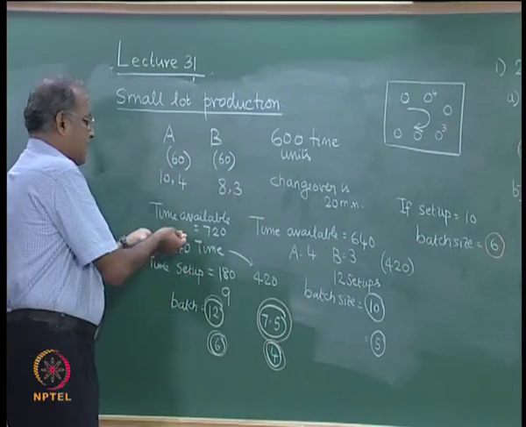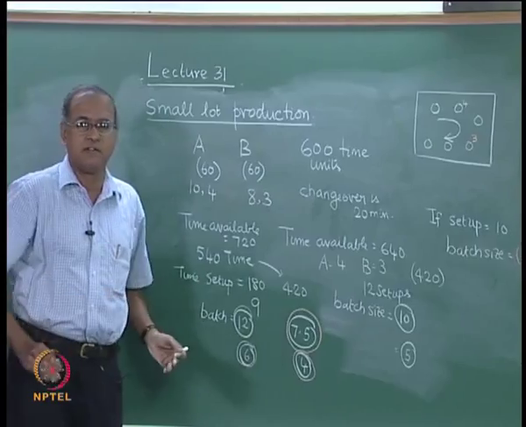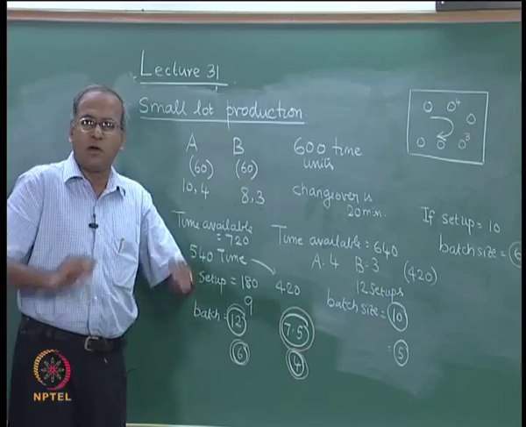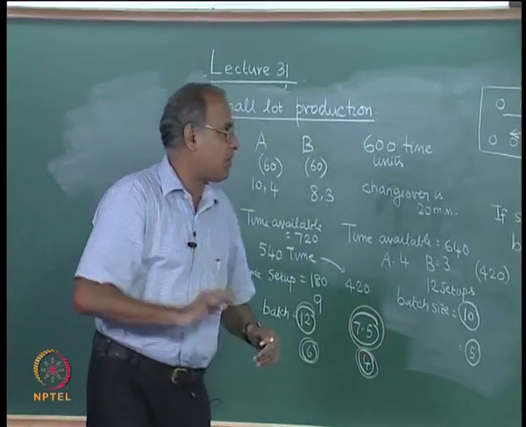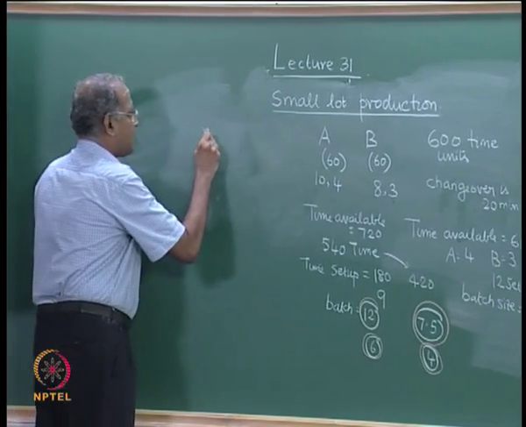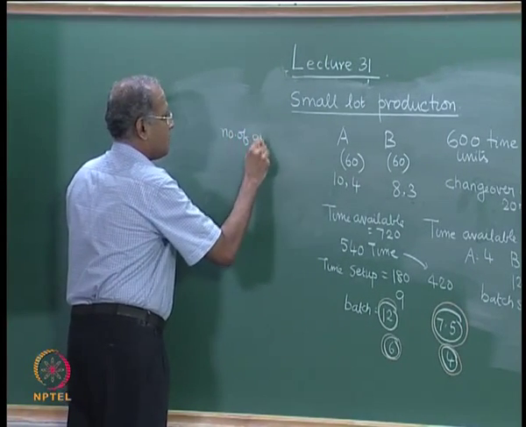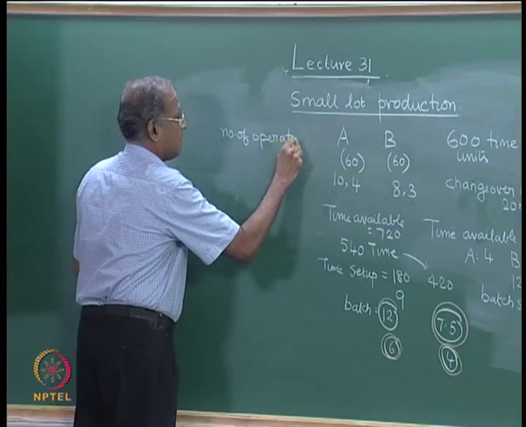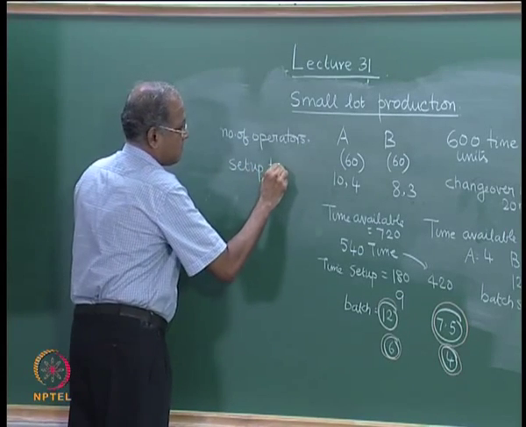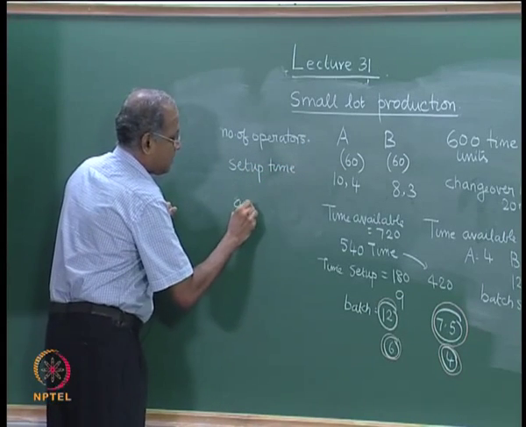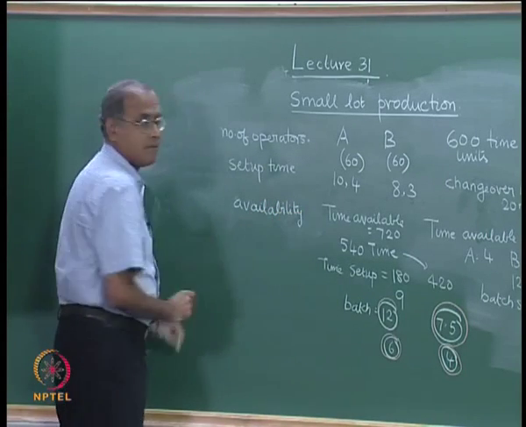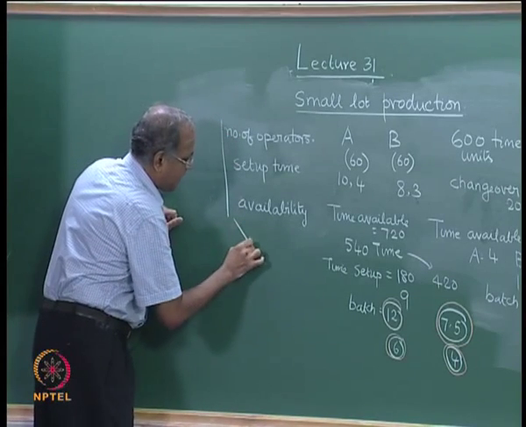Now, by making time available due to TPM initiatives, availability is increased, and batch size comes to 4. So, these are the 2 or 3 important parameters with which we have control. One is the number of operators, setup time, and availability. All these 3 impact the batch size.